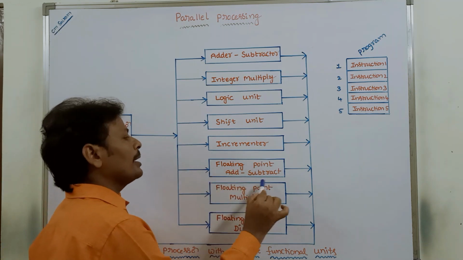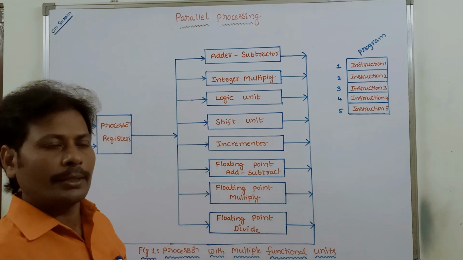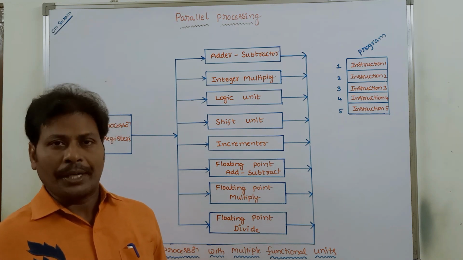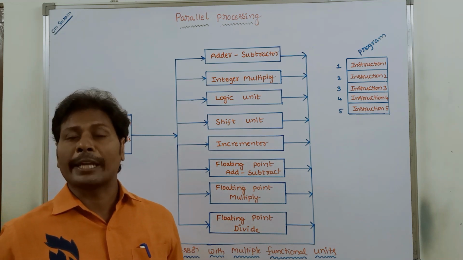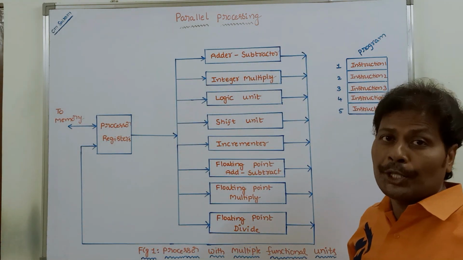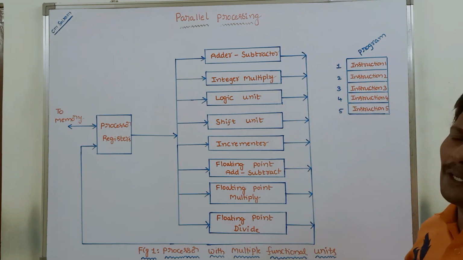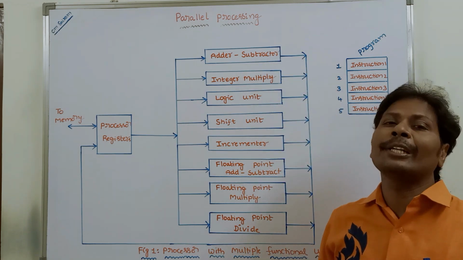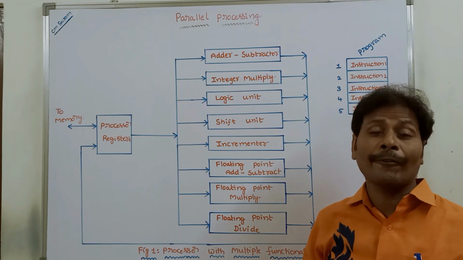Next, this unit is used for performing addition and subtraction on floating point numbers. This unit is used for performing floating point multiplication. This unit is used for performing the division operation on two floating point numbers. So, 8 functional units are achieved by dividing the ALU into different functional units. All these functional units are independent of each other. How can you say that all these functional units are independent of each other?